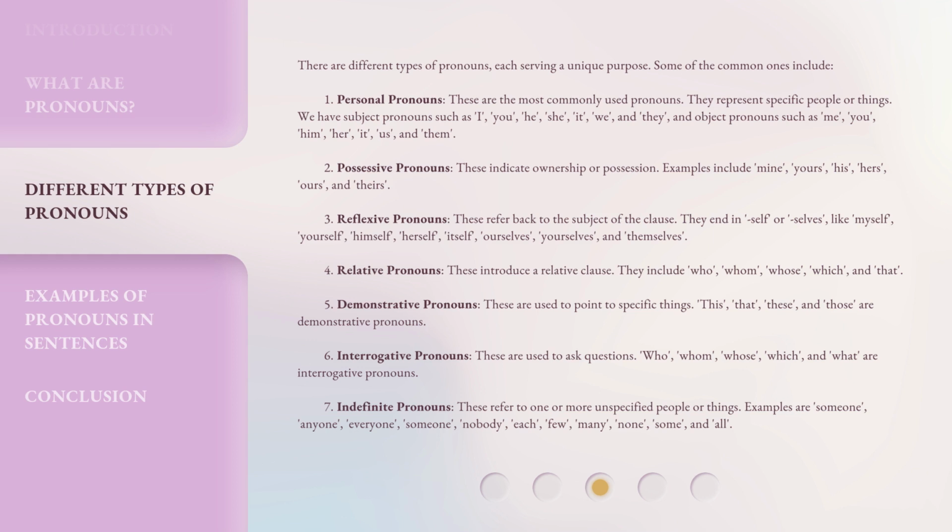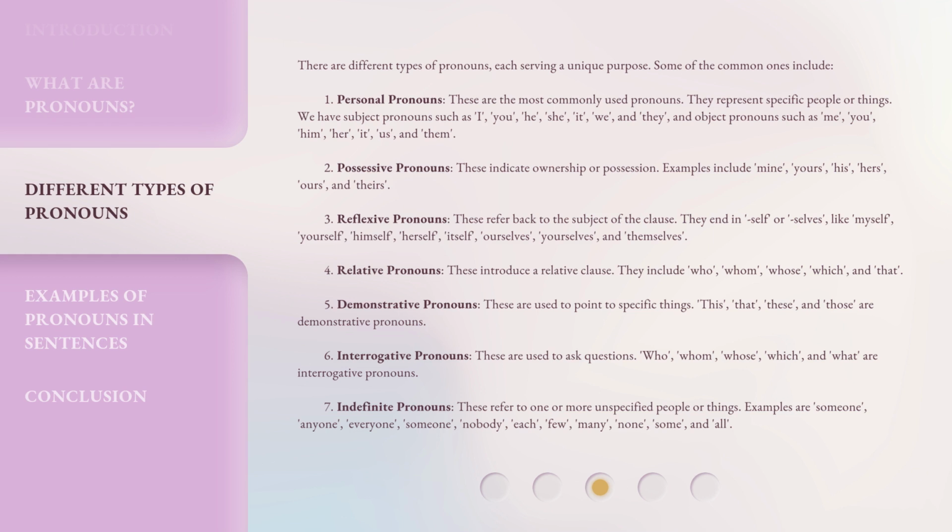2. Possessive pronouns. These indicate ownership or possession. Examples include mine, yours, his, hers, ours, and theirs. 3. Reflexive pronouns. These refer back to the subject of the clause. They end in self or selves, like myself, yourself, himself, herself, itself, ourselves, yourselves, and themselves.